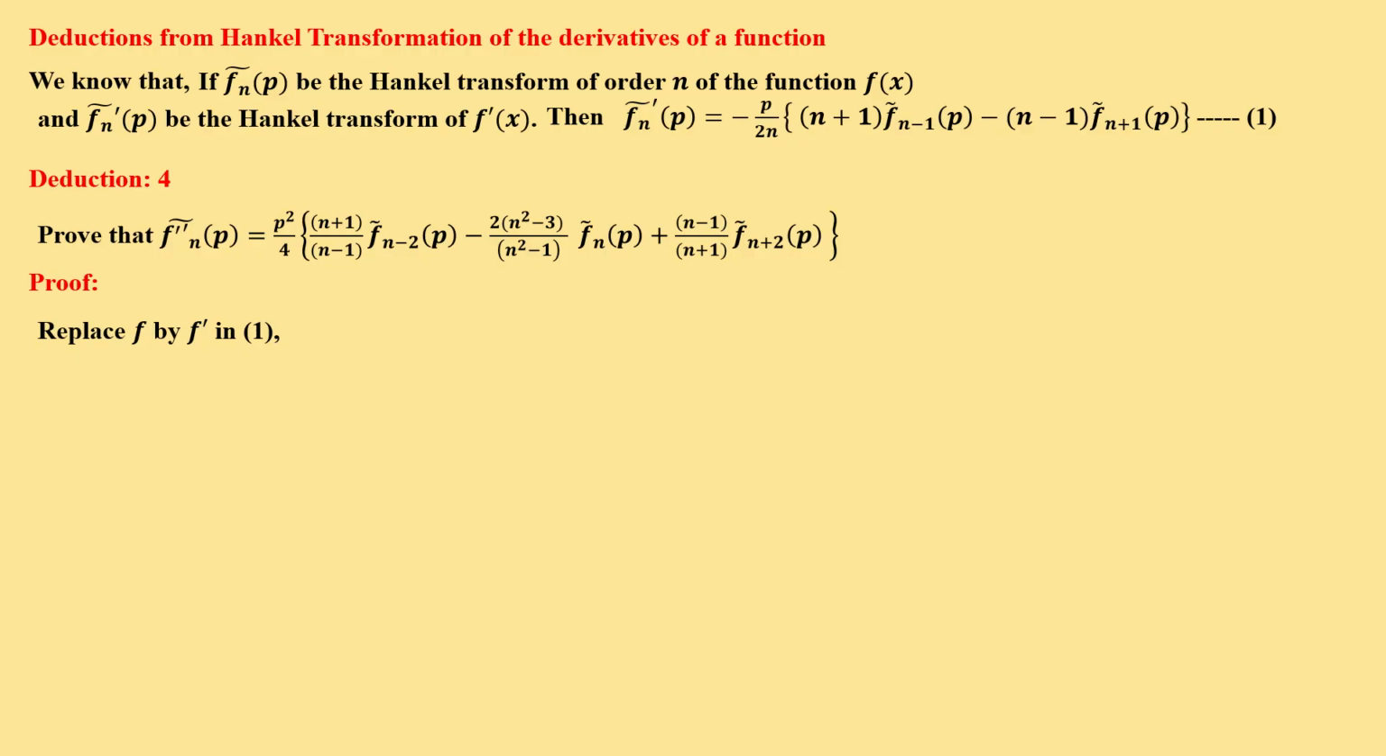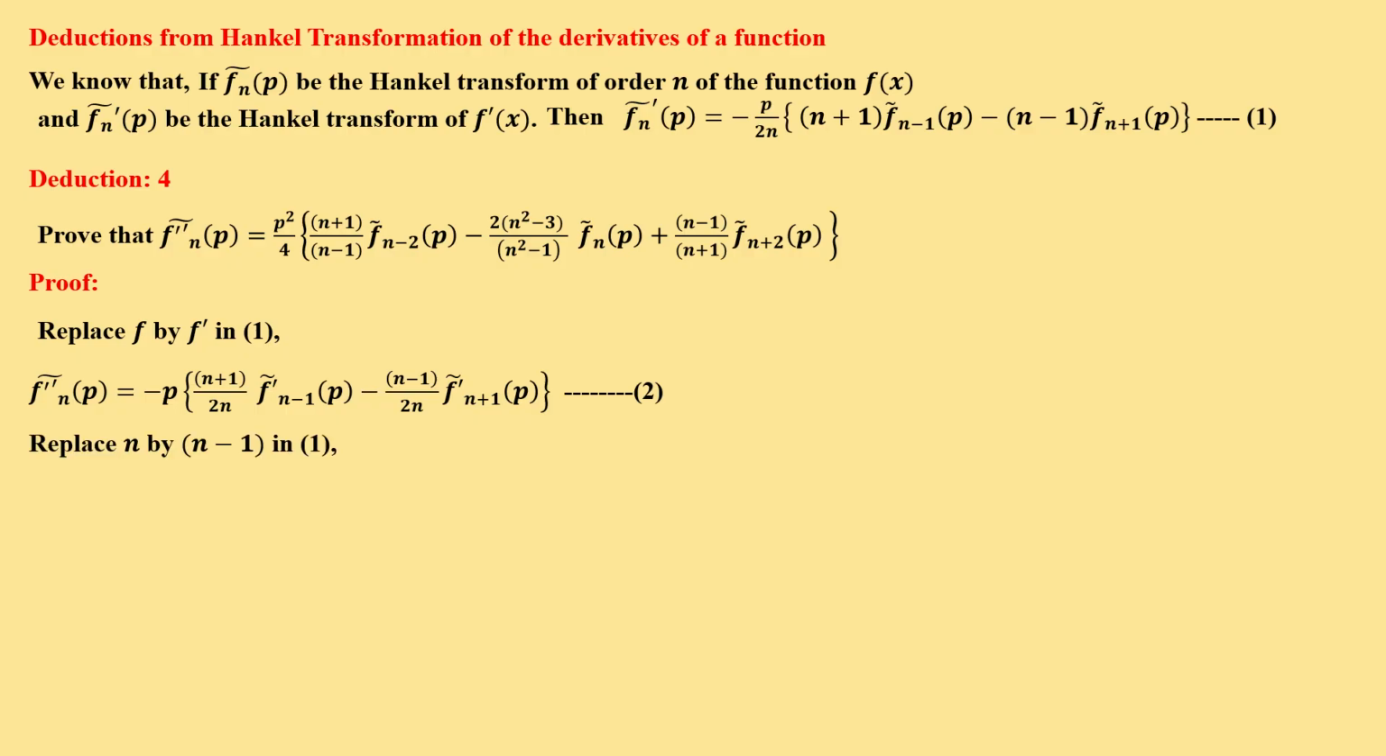So replace f by f dash in equation number 1. Replacing f by f dash and f dash by f double dash automatically, right? So f dash_n becomes f double dash_n bar of p, which is equal to minus p into [(n plus 1) by 2n] f_(n minus 1) dash bar of p minus [(n minus 1) by 2n] f_(n plus 1) dash bar of p. That is equation number 2.